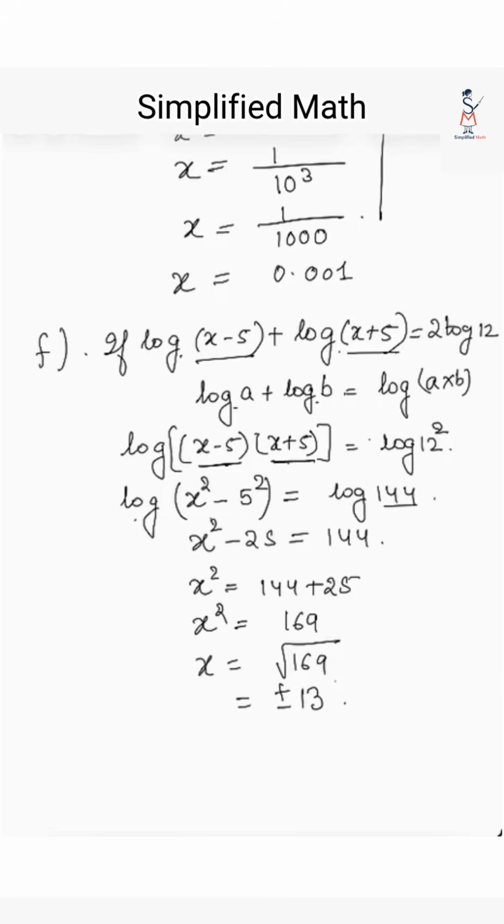Now here if I take minus 13, the log will become negative, so we will take only plus 13. Then the value of log will be positive, because log of minus 13 minus 5 will become log of minus 18. So we will take x is equal to plus 13.